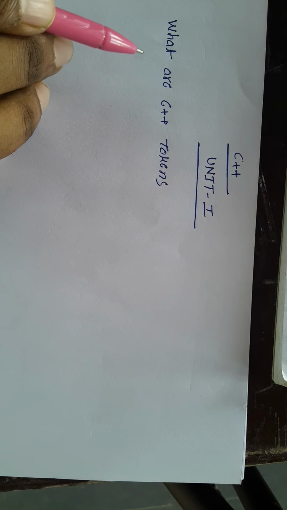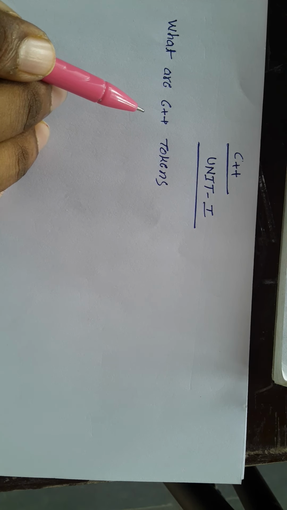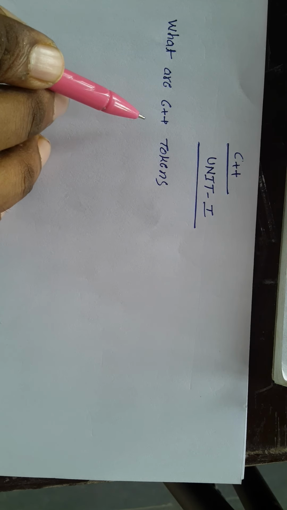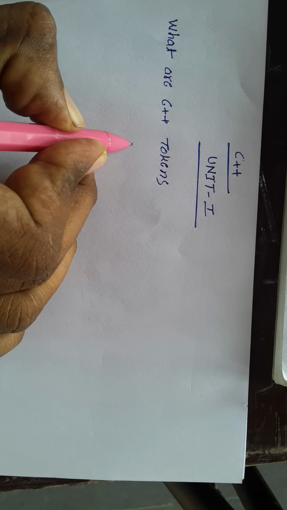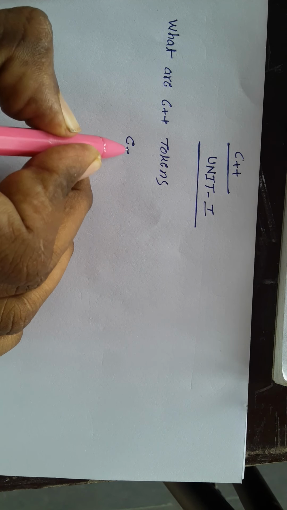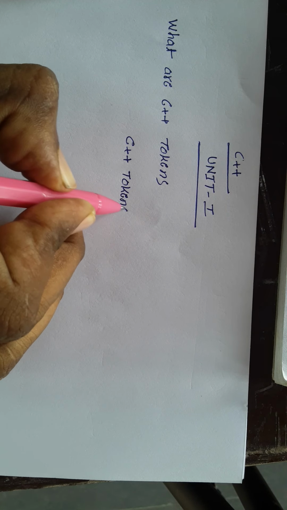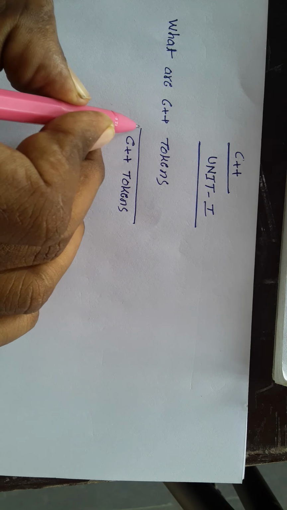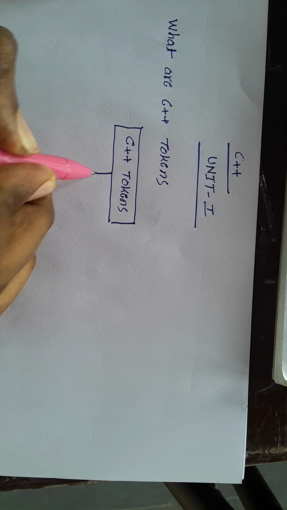Generally, tokens are nothing but C++ components. Based on that, we are going to develop the application programmatically. For that, different types of tokens are available in C++. Those are diagrammatically represented like this: C++ tokens can be classified into different categories.